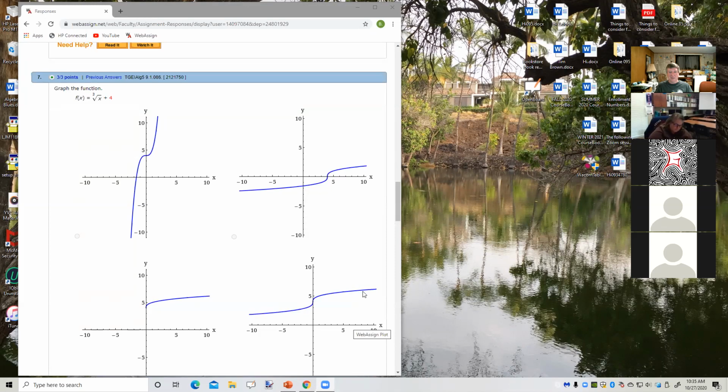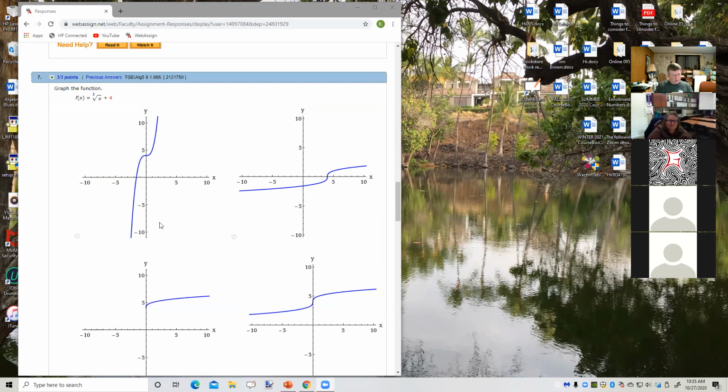Nobody's willing to commit? It's got to be this one. It's got to be that one. Yeah. All right. Is that enough to convince you, or do you want me to go ahead and do a full graph of it? I will if you need me to. I'll take that as a no.